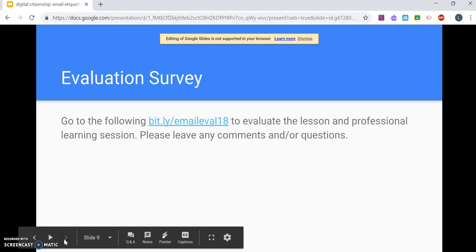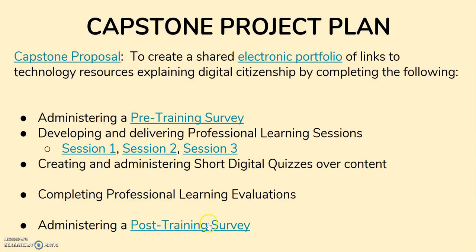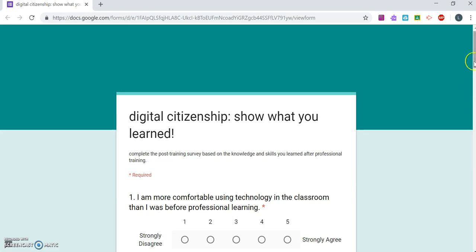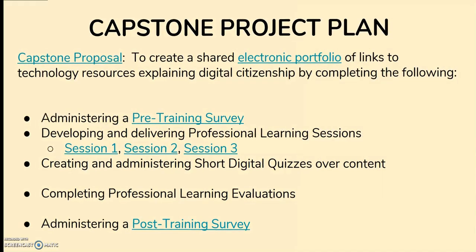So the evaluation survey, short digital quiz, evaluation survey. Those things pretty much didn't change. And lastly, I did a post-training survey that mirrored the pre-training survey again to assess whether or not the professional learning had been effective. And overall, it turns out that most teachers enjoyed the professional learning and it pretty much was effective. So I feel like I accomplished those goals.